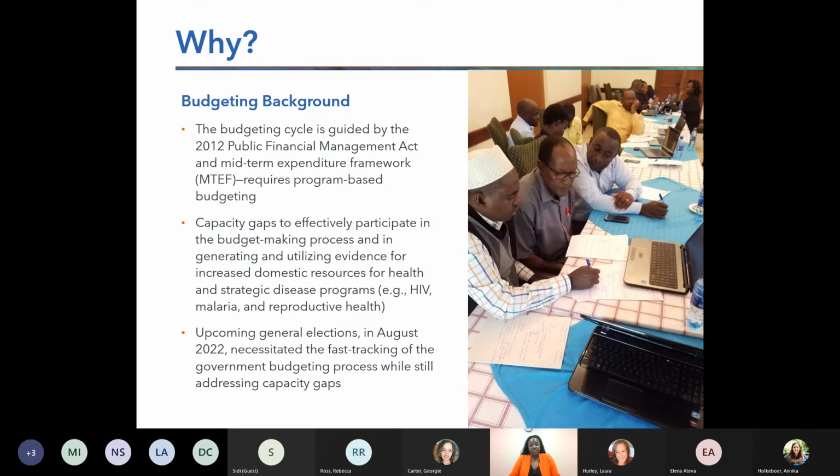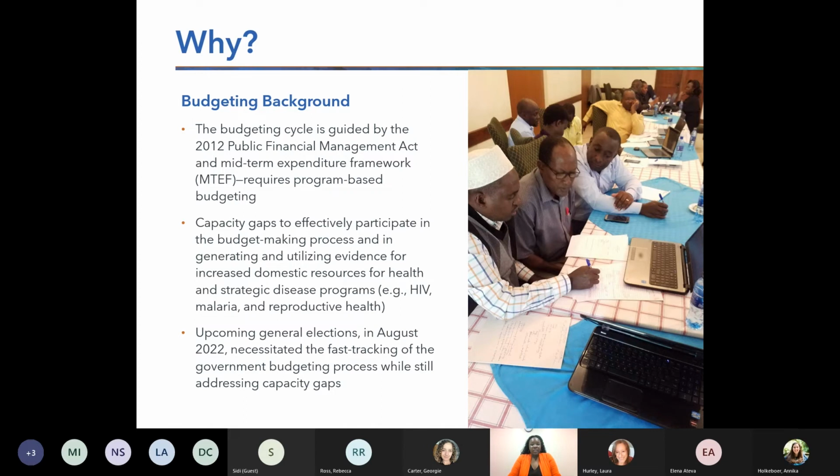So, Kenya follows a decentralized governance structure that has one national government and 47 subnational governments, which we call county governments. The budgeting cycle in the country is guided by the 2012 Public Financial Management Act through the medium term expenditure framework and requires all program-based budgeting by both the national and the subnational levels.